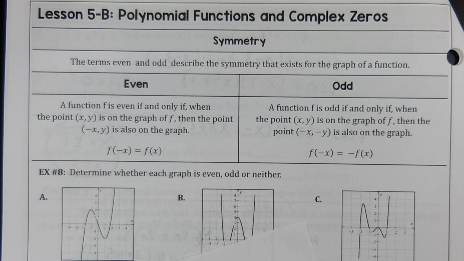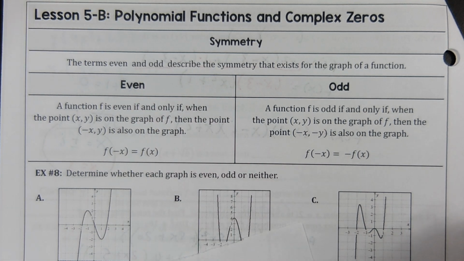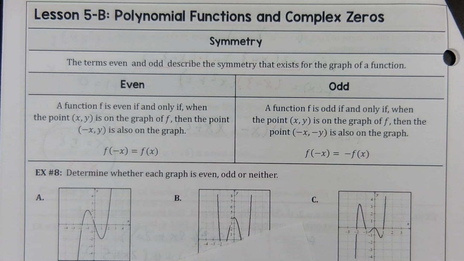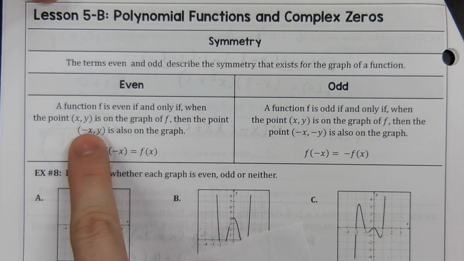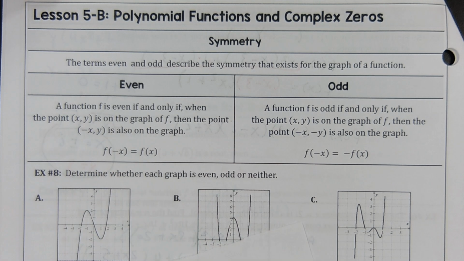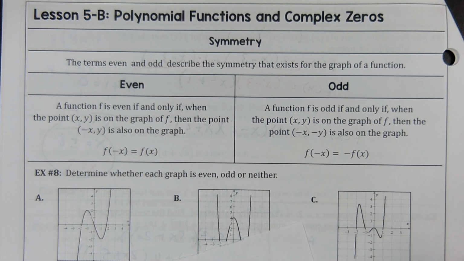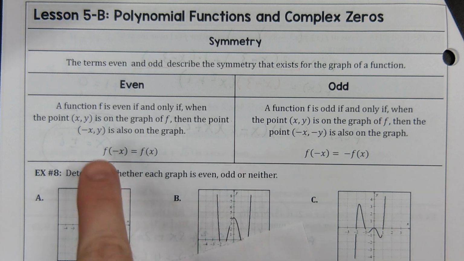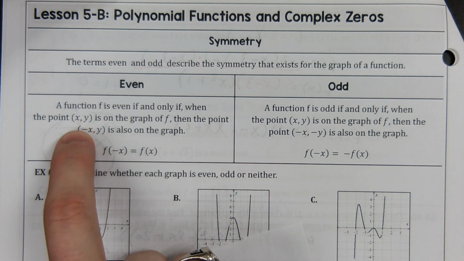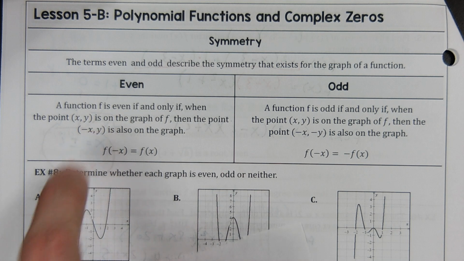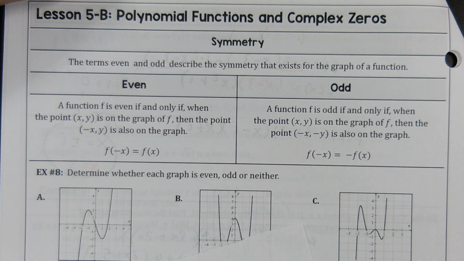An even function. A function f is even if and only if when the point x comma y is on the graph, then the point negative x comma y is on the graph. What does that say? That says if you switch the sign on x, it did nothing to y. Switching the sign on x does nothing to y. Cool?